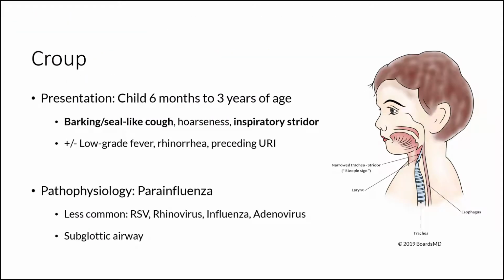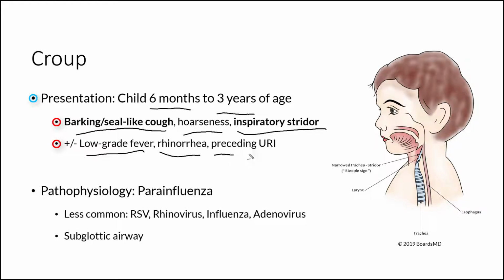In croup, also known as laryngotracheal bronchitis, our classic patient is going to be a child who is between the ages of 6 months and 3 years. And classically, this child is going to present with a barking or seal-like cough, as well as hoarseness and inspiratory stridor. Depending on the particular patient, they may also present with a low-grade fever, rhinorrhea, which is a runny nose, as well as a history of a preceding upper respiratory infection.